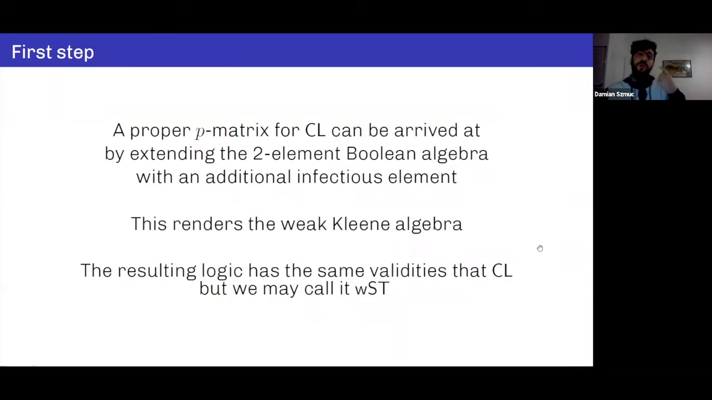And that element is going to behave in an infectious way. What do I mean by that? It's going to behave as an all-purpose zero element in a value-in, value-out fashion. It's going to act as an absorbing element for all operations, as an annihilating element, or however you want to call it. And this actually renders an algebraic structure, which is called the weak Kleene algebra, right? And some of you may know it from different bits of the logical and mathematical literature here and there. And with the help of this algebraic structure, we're going to build a P matrix.